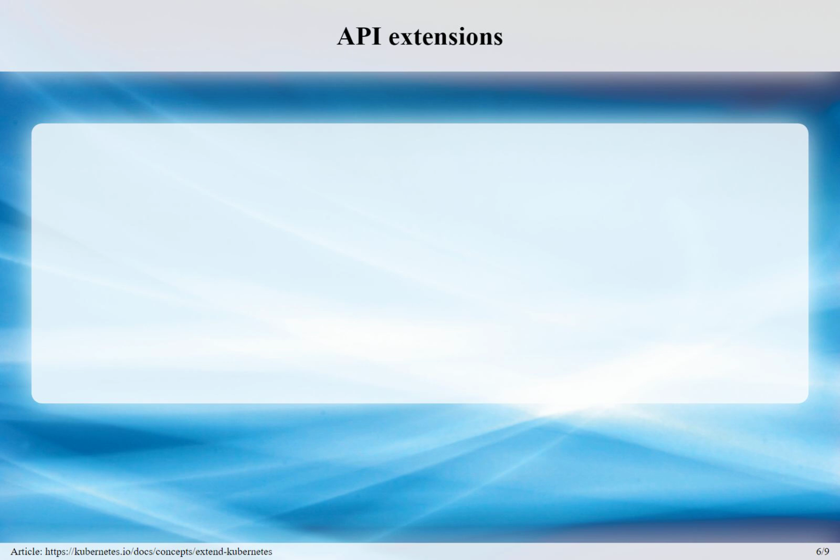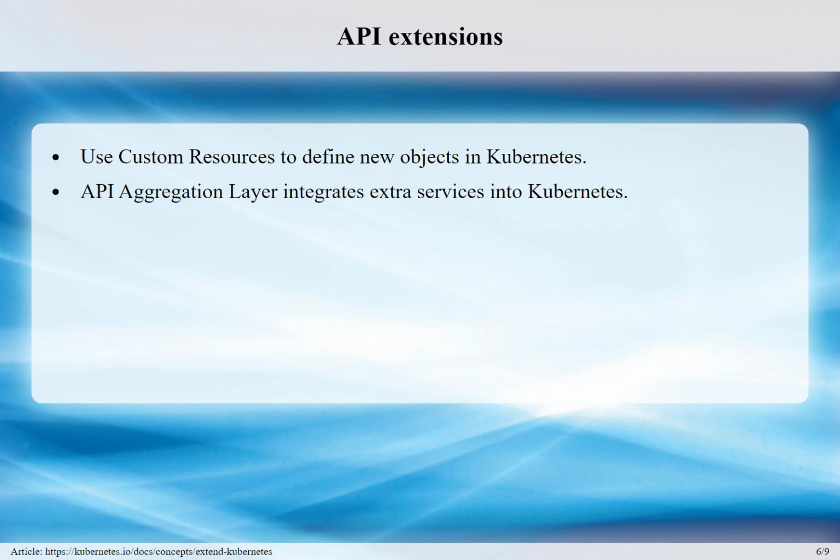API extensions. Custom resource definitions are used to define new controllers or configuration objects in Kubernetes, which can be managed using tools like kubectl. The API aggregation layer helps integrate additional services into Kubernetes, like metrics, expanding the Kubernetes API capabilities.